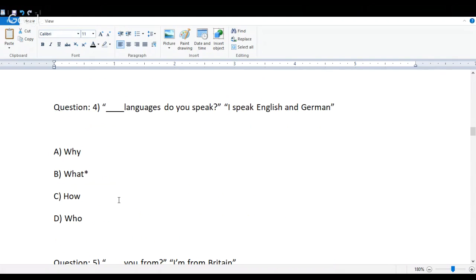Yep, exactly. So for this, the only option is what. I mean, you could say which, and then I get a little bit confused, because in Spanish they use which more often than they use the word what. And I think what is more specific, and which you kind of have to choose between, for example, two languages or three or more languages. Exactly.